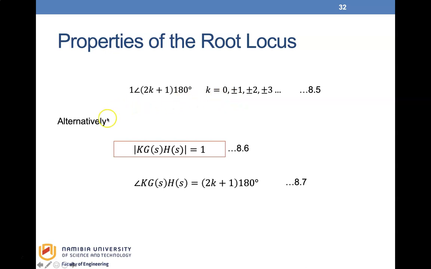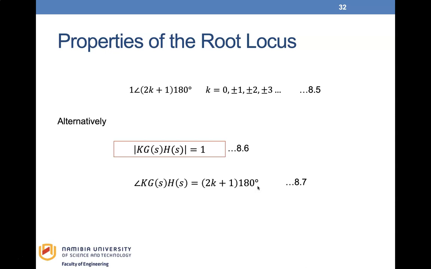Alternatively, a value of s is a closed loop pole if the length of the vector KG(s)H(s) is equal to 1, and the angle of KG(s)H(s) is equal to (2k+1) multiplied by 180 degrees. Equation 8.5 implies that if a value of s is substituted into the function KG(s)H(s), a complex number results.